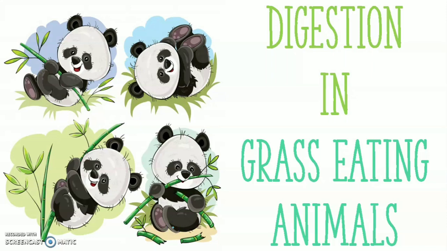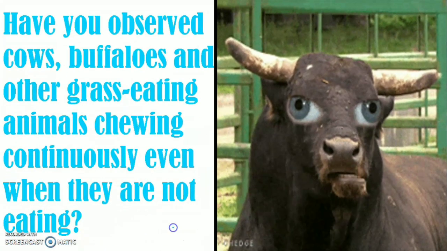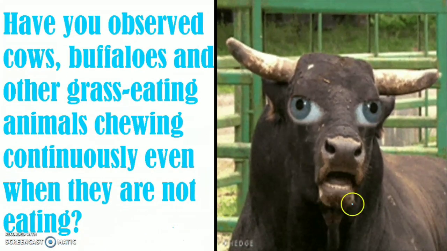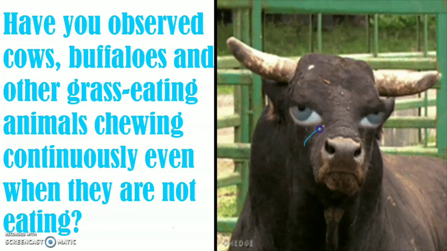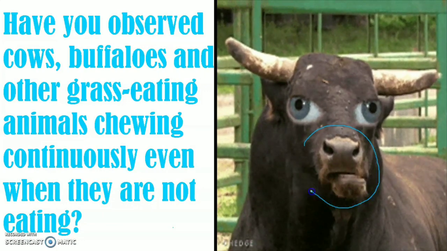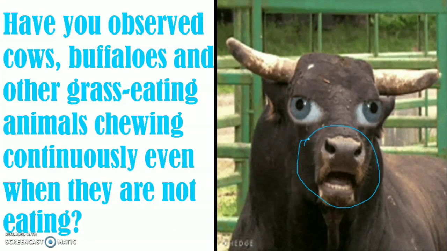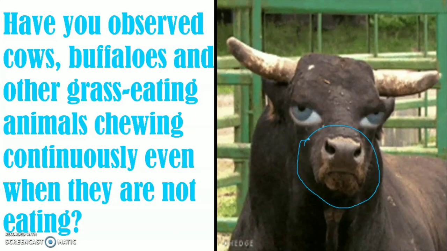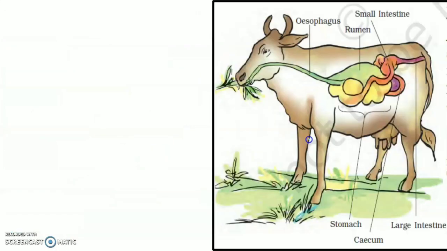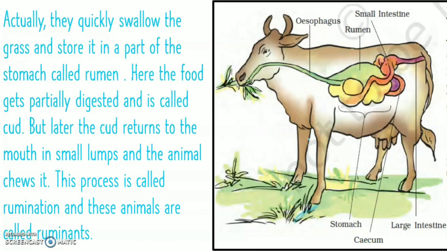Now let's talk about the digestion in grass-eating animals. Have you observed cows, buffaloes, and other grass-eating animals chewing continuously even when they are not eating? Actually, they quickly swallow the grass. So what happens is they eat the grass and as they eat it, they just quickly swallow it and they store it in a part of their stomach called the rumen.